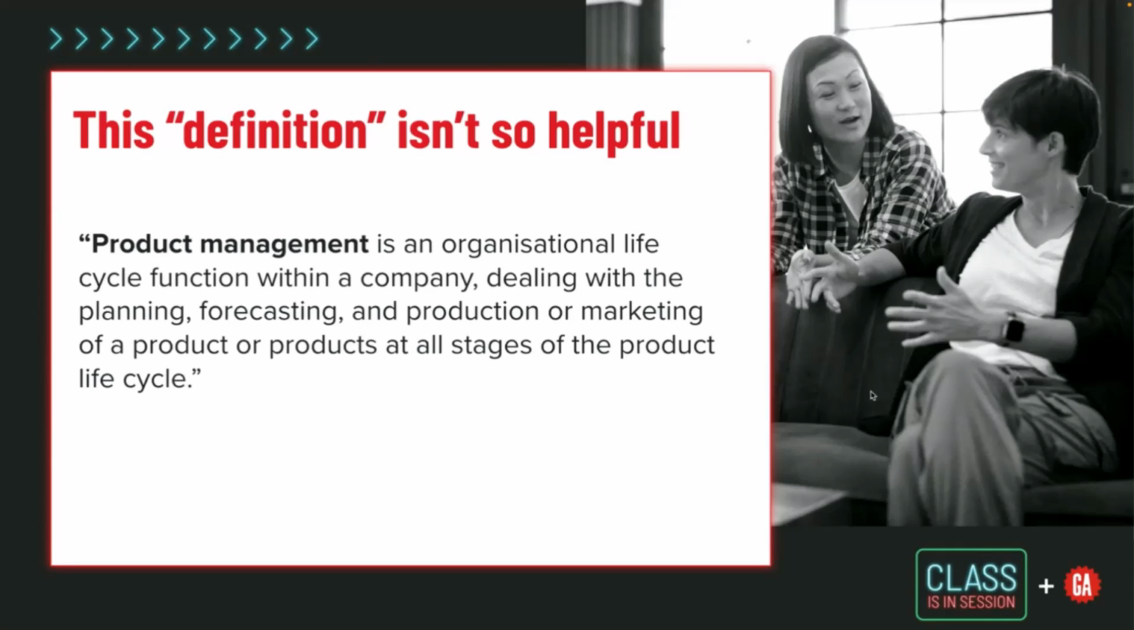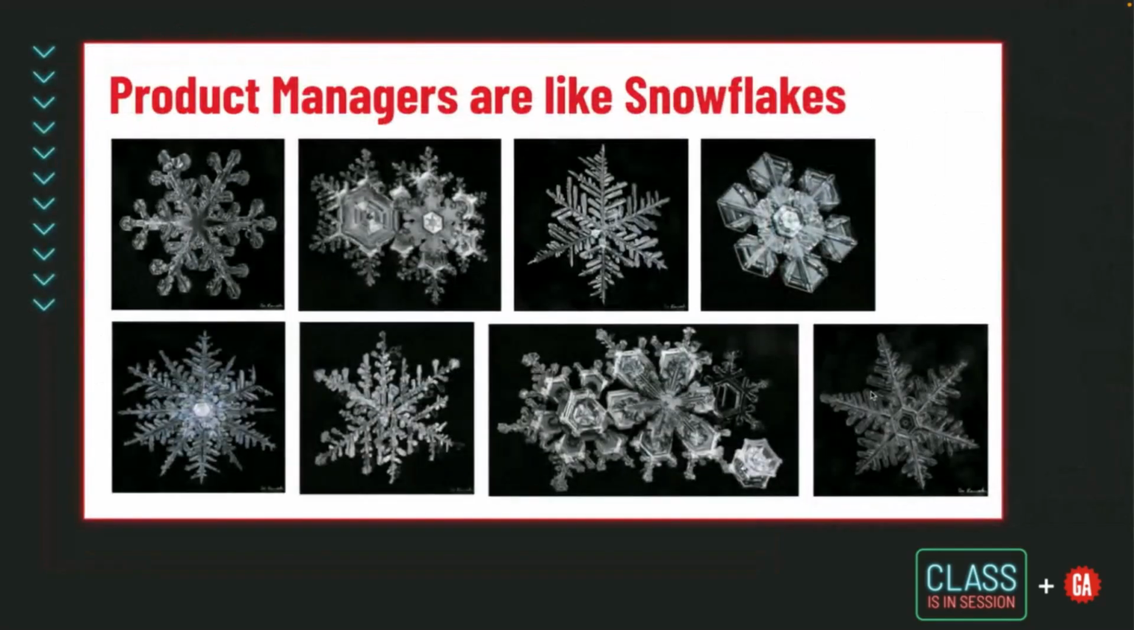Product management is an organizational life cycle function within a company, dealing with the planning, forecasting, and production or marketing of a product. It's kind of boring, right? Definitely not inspiring. And the reason for that is that we have these definitions that are kind of a bit textbook and a bit boring, because actually it's really difficult.